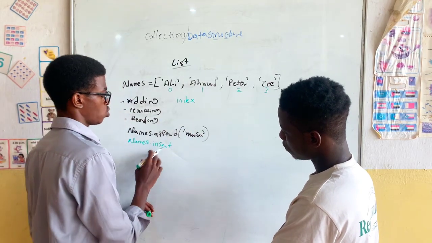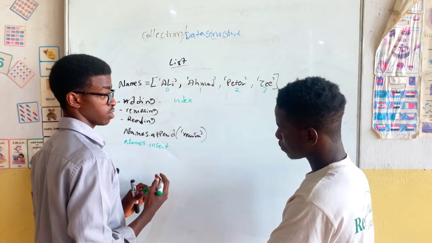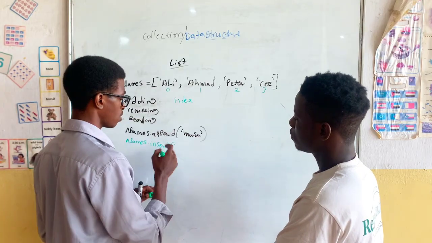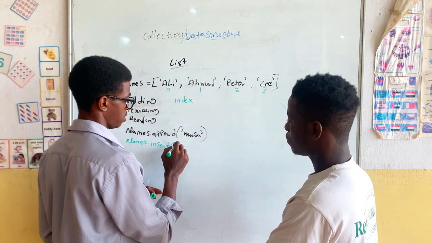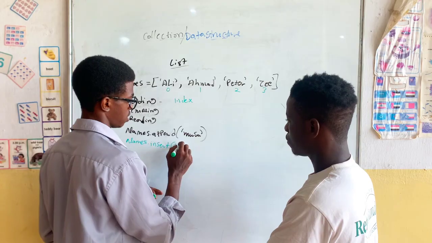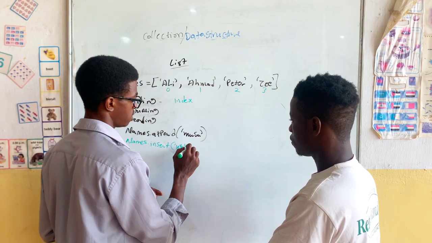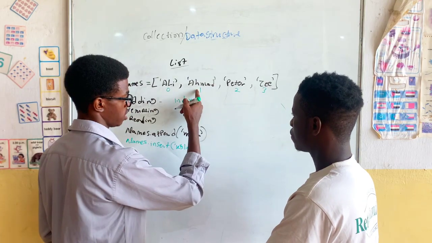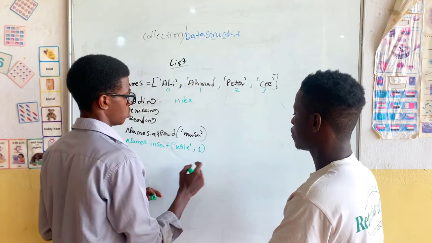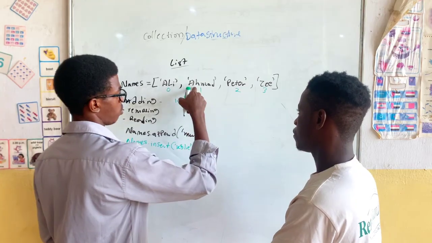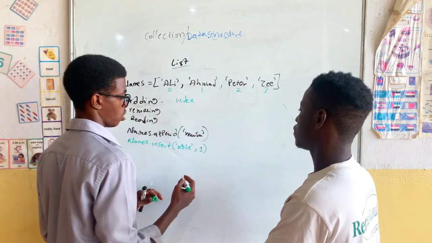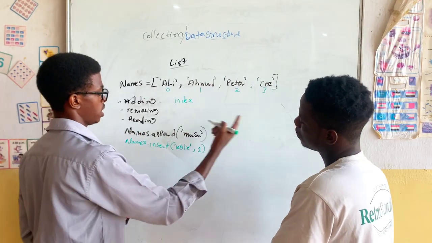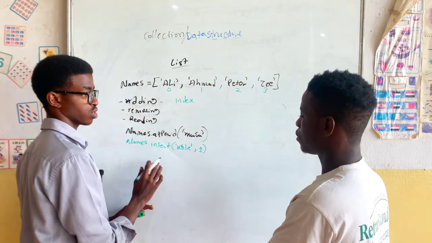So now insert allows us to put an element in a specific position we want. So I can say insert, then I give it the element, maybe Kylie. Then I put the position. Let's say I want it to be in Ahmad's position, then I put 1. So we're going to see Kylie in position 1, then Ahmad will move to another position. Do you understand? So we can use append to add at the end, and we can use insert to choose a specific position.